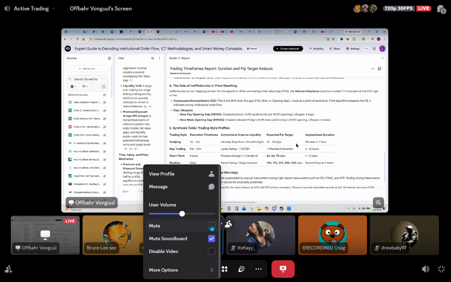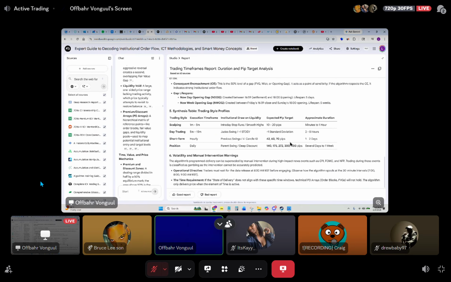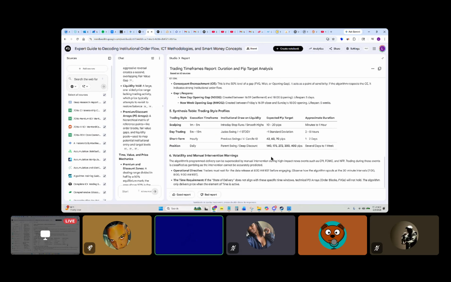Okay, awesome. So next is volatility and the manual intervention warnings. The algorithm's programmed delivery can be superseded by manual intervention during high impact news events such as CPI, FOMC, and NFP. Trading during these events is classified as gambling, as the intervention cannot be accurately predicted. So traders must wait for the data release at 8:30 a.m. before engaging. Observe how the algorithm spools at the 30-minute intervals.